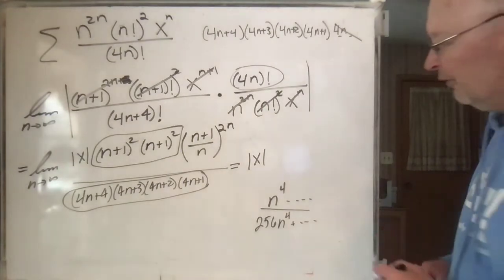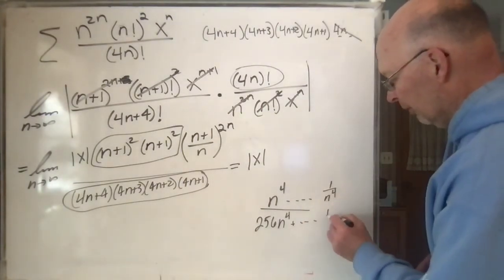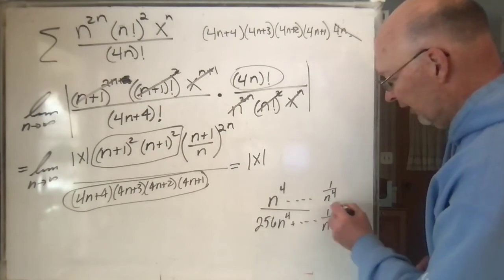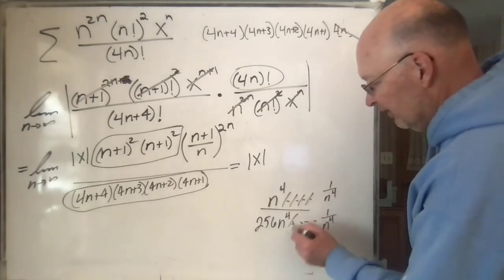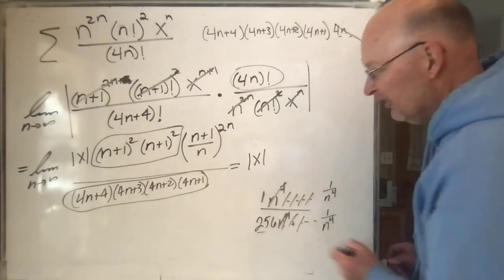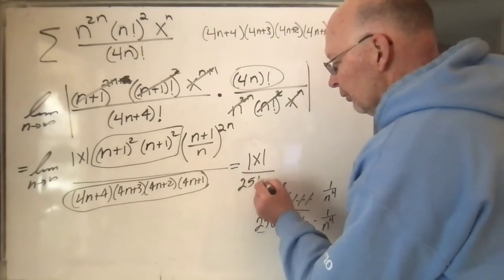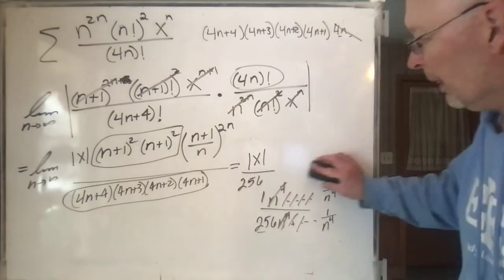So as n goes to infinity, you can divide both the top and the bottom by, or multiply by, 1 over n to the 4th. And that gets rid of all these things. And I'm just going to be left with a 1 up here and a 256 down there. So there's my 256, which is 4 to the 4th.